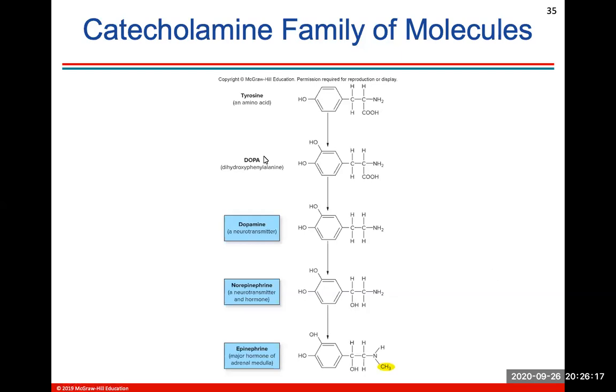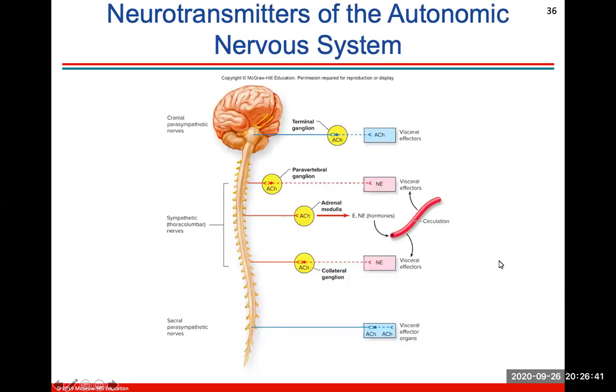In the catecholamine family of molecules, we have tyrosine, dopamine, norepinephrine, and epinephrine. These are important because they're different neurotransmitters and could also possibly be hormones. And just to see what they look like, you can see how they all are in the same class of families, and they just differ a little bit on this end grouping there. Neurotransmitters of the autonomic nervous system, again, this is showing the sympathetic nervous system will always use acetylcholine and norepinephrine possibly, and the parasympathetic will always use acetylcholine as the neurotransmitter.